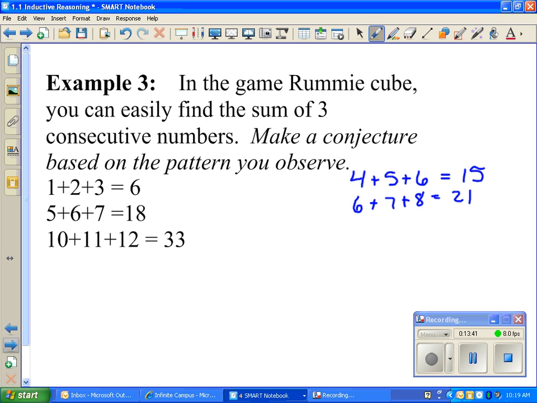2 times 3 gives me 6. 6 times 3 gives me 18. 11 times 3 gives me 33. 5 times 3 gives me 15. 7 times 3 gives me 21. Can anybody think of one that doesn't do that?